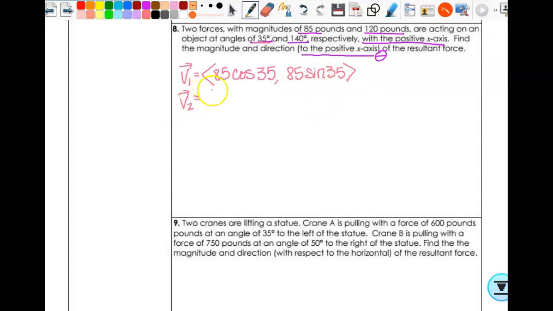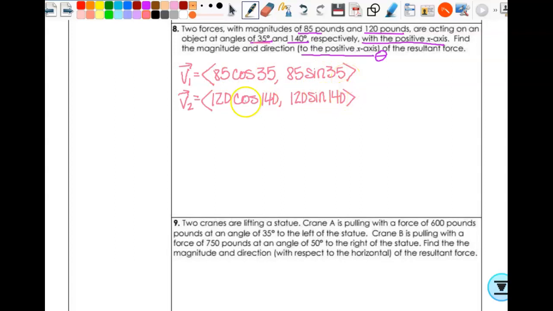Vector 2, my magnitude is 120 times the cosine of the other angle, which is 140, and then 120 times the sine of 140. And be careful when you're writing these out, because more than one time when I was making the key, I was going fast and not paying attention, I did like 85 cosine 35, 120 sine of 140, and then I caught myself, but I kept having to erase.